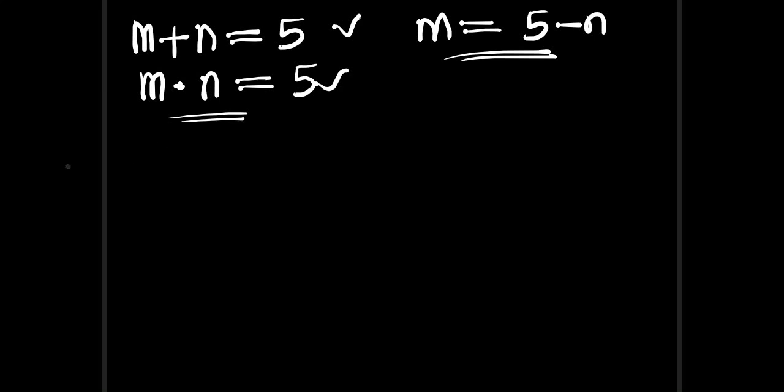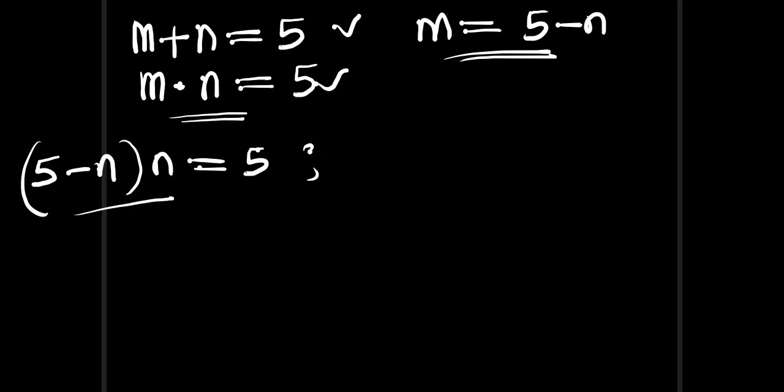So we are going to have (5 minus n) times n equals 5. So let's multiply this out. We are going to have 5n minus n squared equals 5.